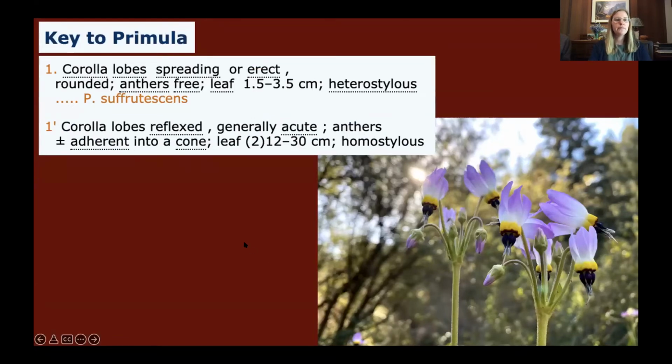So key to Primula: corolla lobes spreading or erect, rounded, anthers free, leaf 1.5 to 3.5 centimeters, heterostylous, is Primula suffrutescens, or corolla lobes reflexed, generally acute, anthers adherent into a cone, leaf 12 to 30 centimeters, homostylous. So in this case, we have the very reflexed lobes of the corolla and the anthers fused into a cone. So we will go with the second choice.